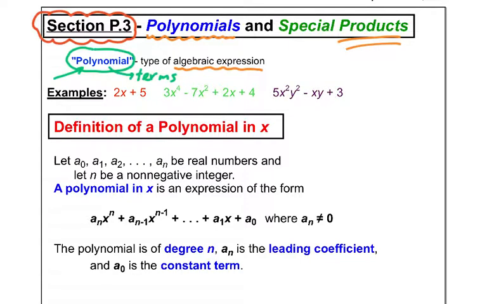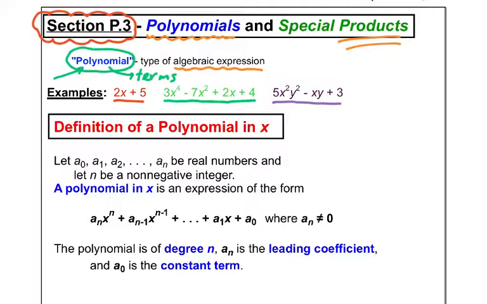For example, 2x plus 5 is a polynomial with two terms. 3x to the fourth minus 7x squared plus 2x plus 4 is a four-term polynomial. We can actually have polynomials with not just x, but y's and any variable, a's and b's, whatever letter of the alphabet you like. This is a three-term polynomial. Okay, to really give it a good definition.